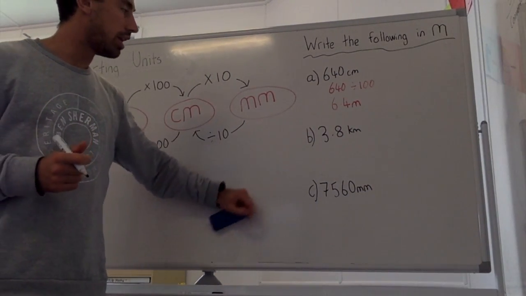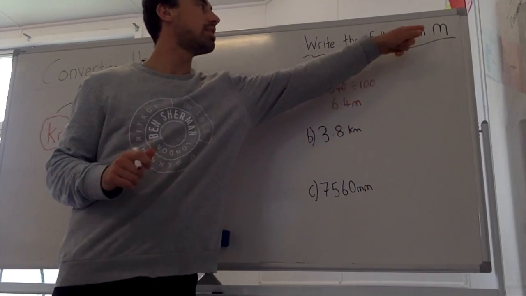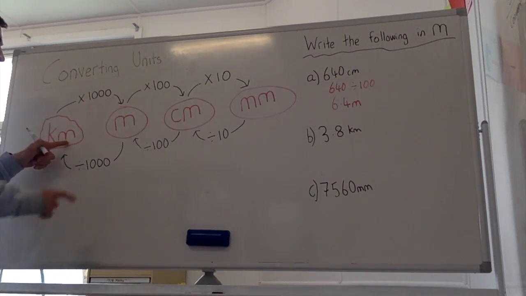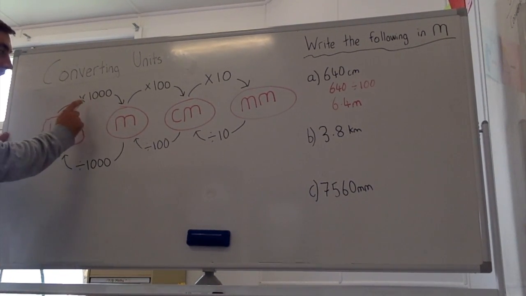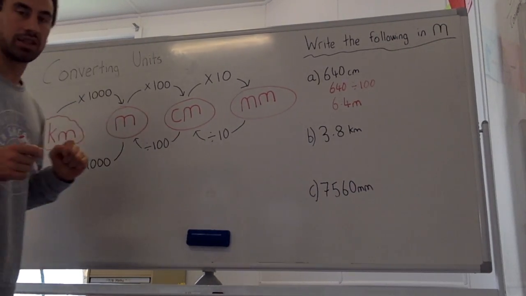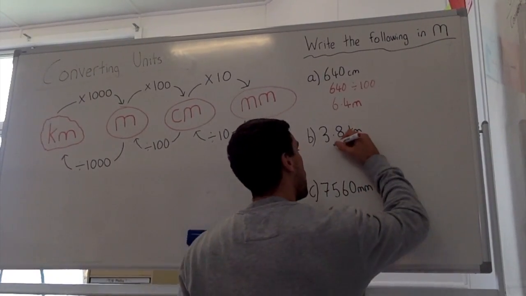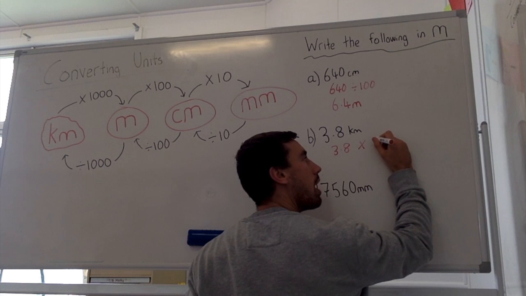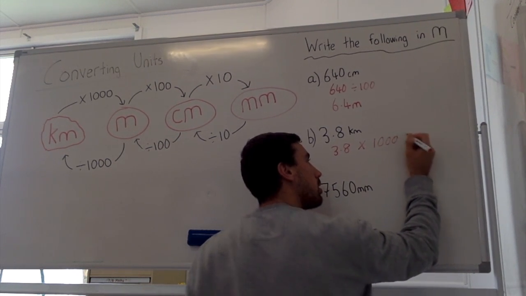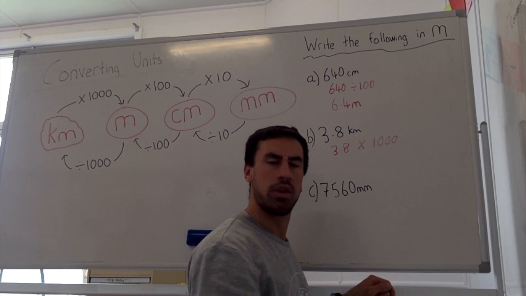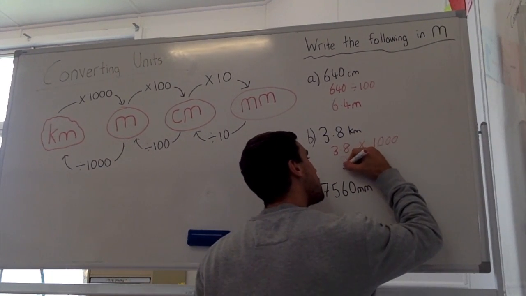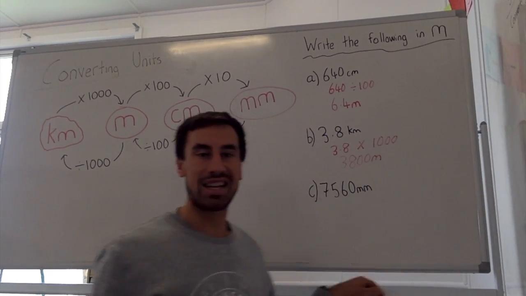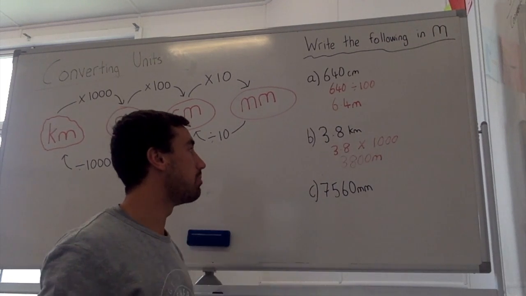Spot on. This second one is 3.8 kilometres into metres. So 3.8 kilometres, we're going kilometres to metres, meaning we times by 1,000. So, first step, 3.8 times 1,000. Quick maths in our head. That gives us 3,800 metres, kilometres to metres.